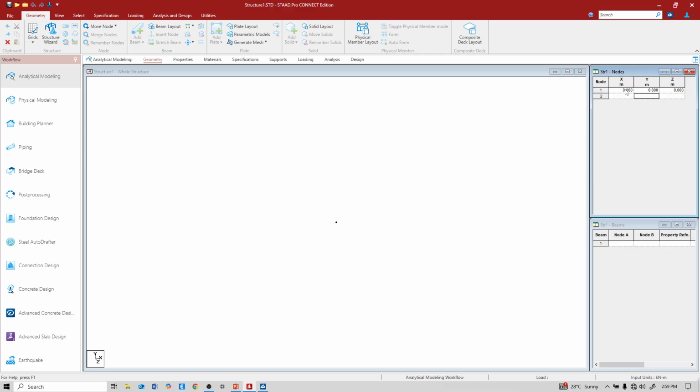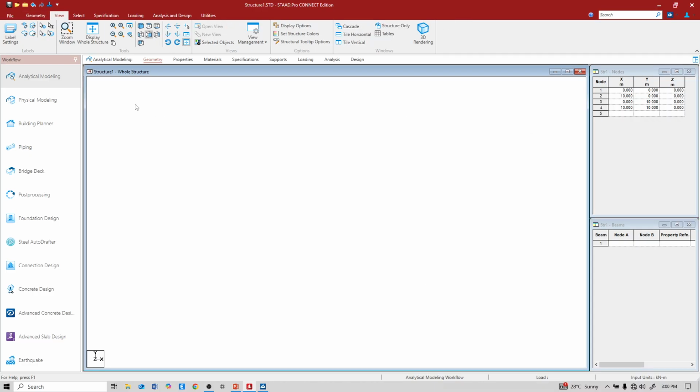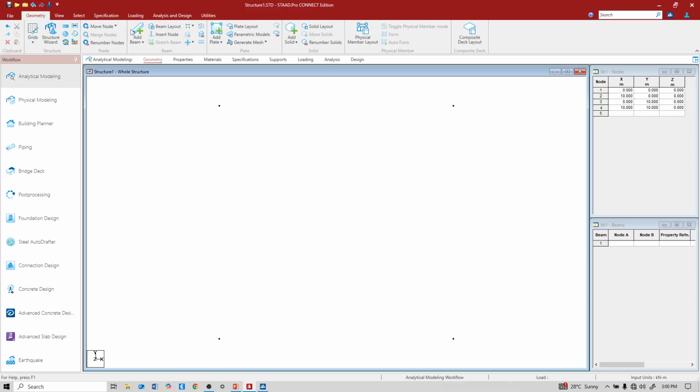At point 1 it is 0. Second node is 4 meter. Second node is 10 meter. And in y direction it is again 10 meter. Here it is 10, 10. View, geometry, add beam.